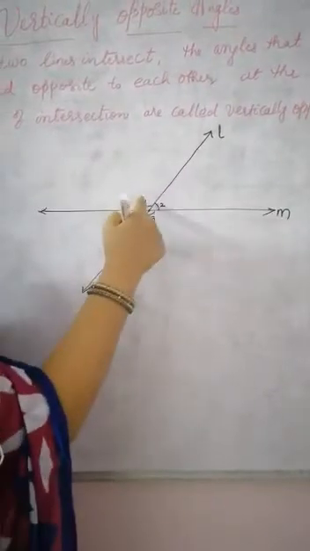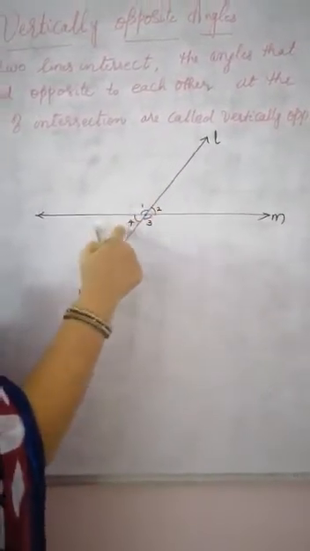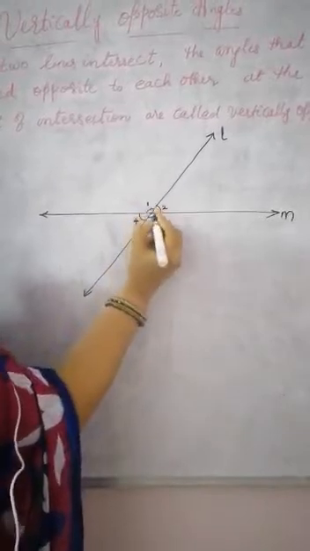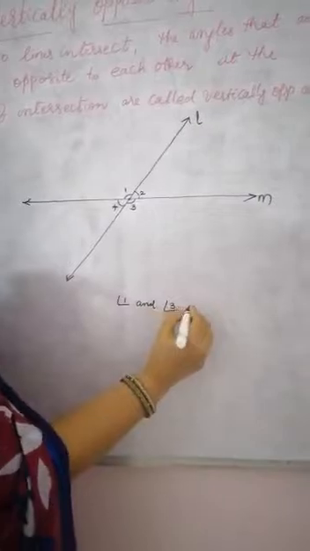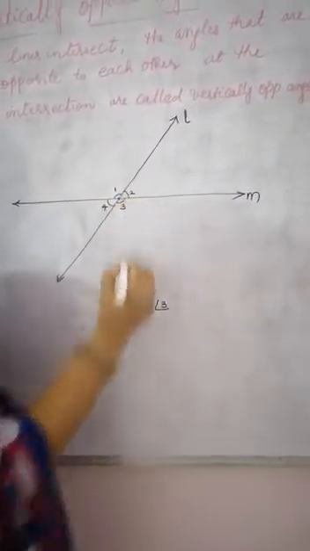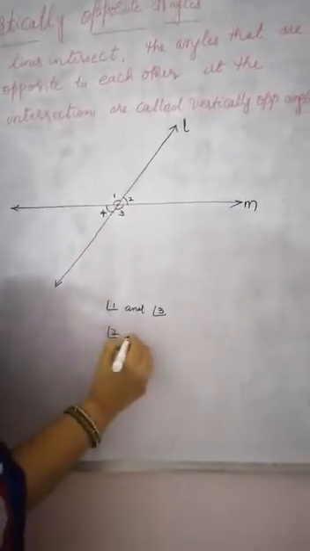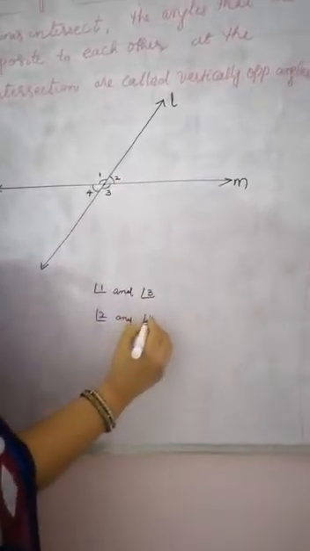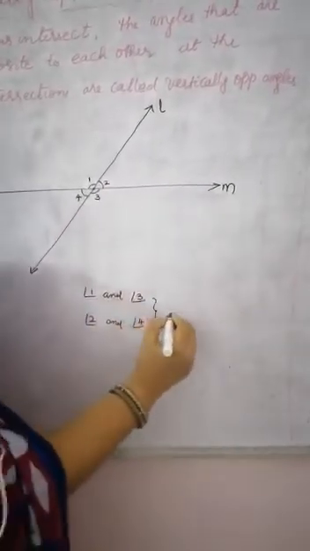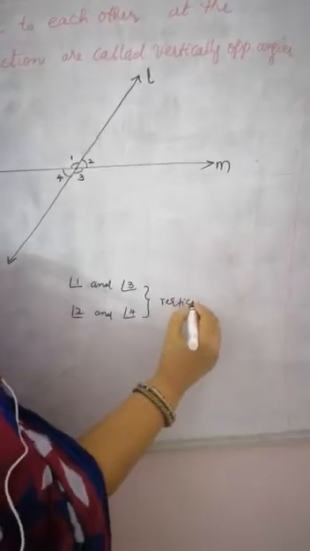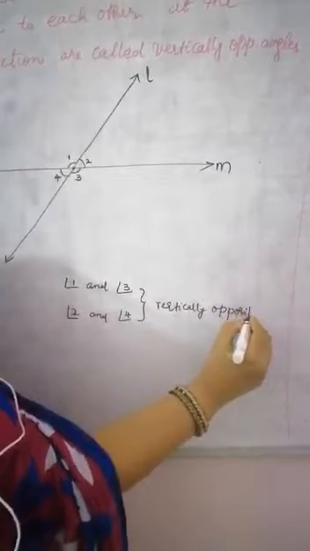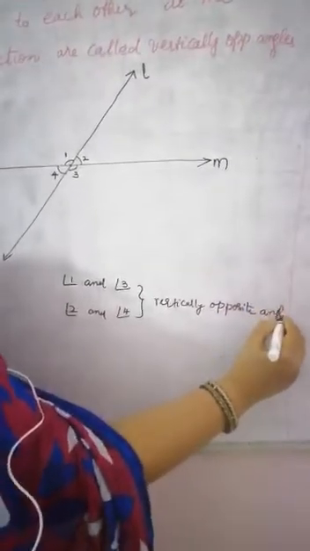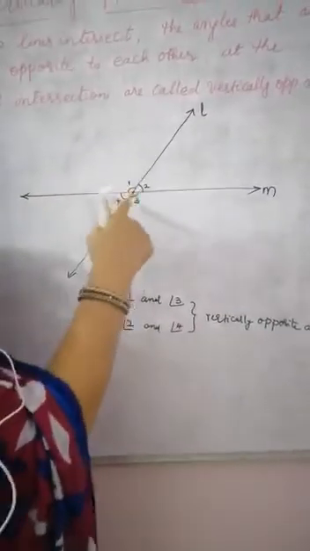If I am giving the names of the angles as 1, 2, 3, 4, then opposite to each other, angle 1 and angle 3 are vertically opposite angles, and one more, angle 2 and angle 4. These are the vertically opposite angles, and they are equal. The vertically opposite angles are equal.